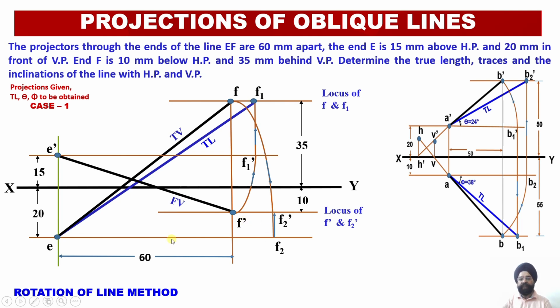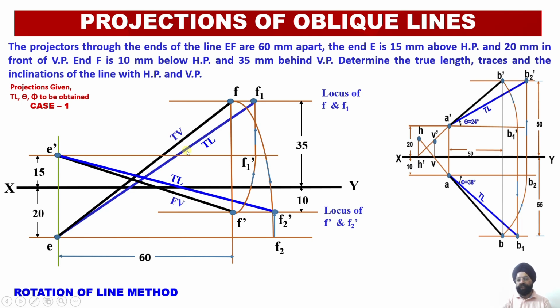Because we have already discussed this: whenever my apparent length happens to be parallel to VP, my true length will be available on the vertical plane in the front view. So you see, in the front view E dash, F2 dash I have obtained. So true length in the elevation, true length in the plan I have obtained.